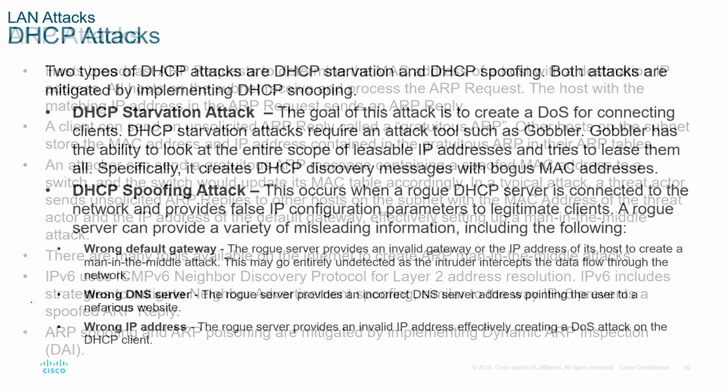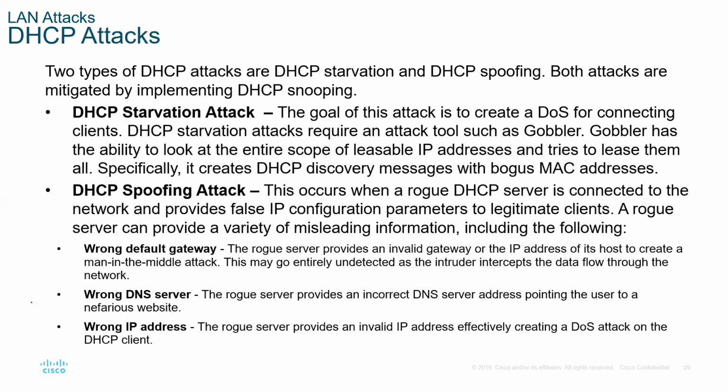Now for mitigation of spoofing: we have what we call DHCP snooping. DHCP snooping basically deals with trusted and untrusted ports.